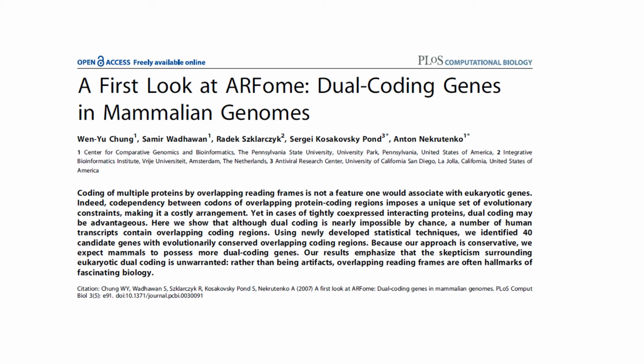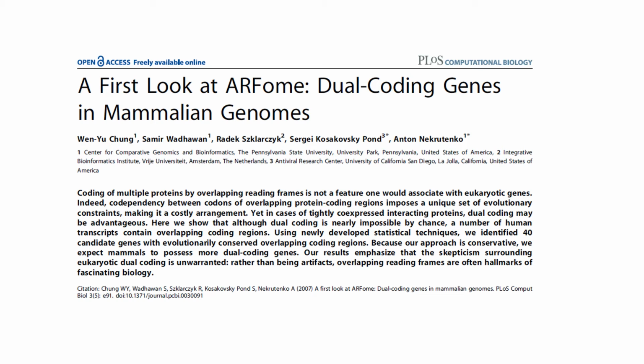So it says, coding of multiple proteins by overlapping reading frames. And again, this is not the same reading frame but spliced differently, but overlapping reading frames like we just covered. Coding of multiple proteins by overlapping reading frames is not a feature one would associate with eukaryotic genes. Eukaryotic genes are our genes, genes in a nucleus. Indeed, codependency between codons of overlapping protein coding regions imposes a unique set of evolutionary constraints, making it a costly arrangement. Yet in cases of tightly co-expressed interacting proteins, dual coding may be advantageous.